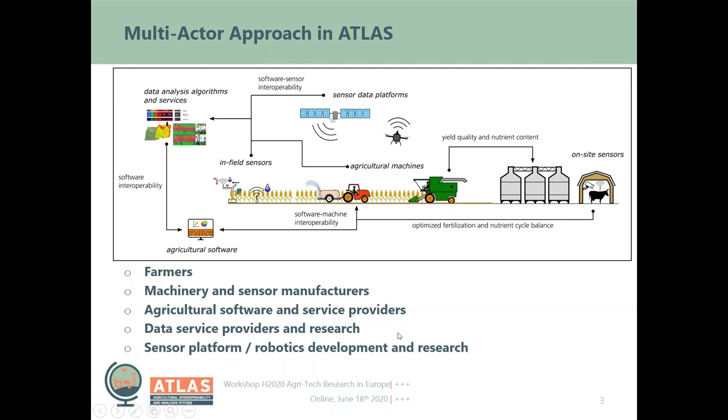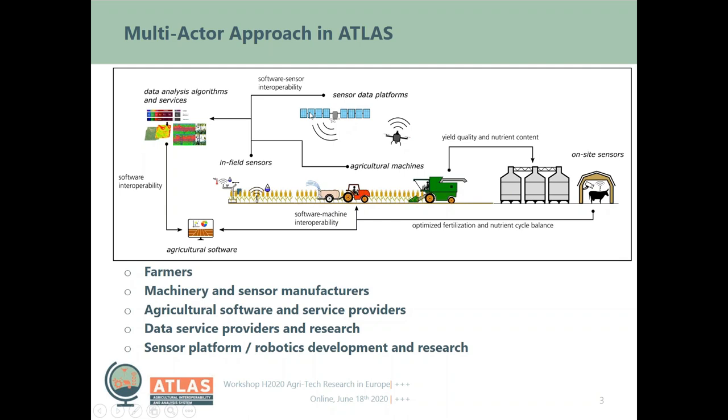We have data service providers, we have research, which is also a part in the value chain. And we have also sensor platform and robotics development and research in ATLAS, which also contributes to tools and in the end contributes to a successful harvest.